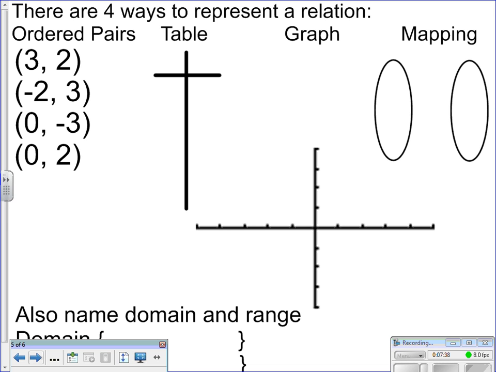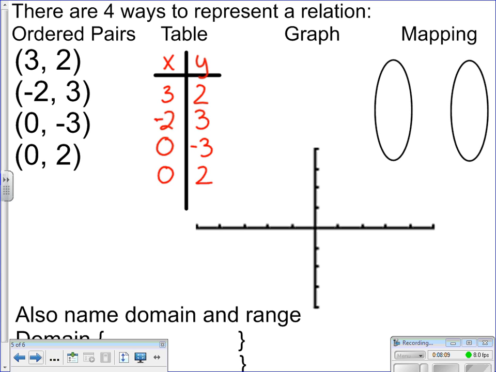The second way that you can write a relation is with a table. A table has x's on the left, y's on the right. Now you don't have to put the numbers in order, you simply have to make sure they match up, x and y. So the first ordered pair is 3 for x, 2 for y. -2 for x, 3 for y. 0 for x, -3 for y, and 0 for x, 2 for y.